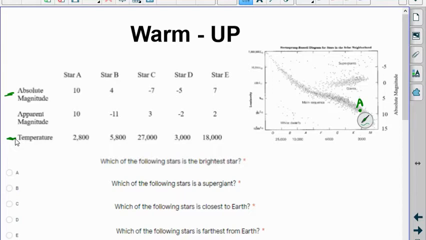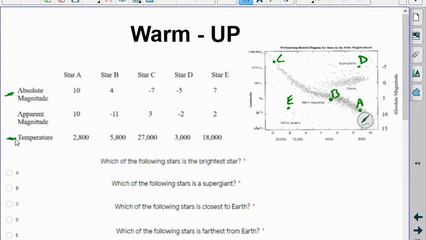Star B, 5800 and 4. 5800 is about here, and a 4 is about there. So that would be star B. Star C, 27,000 and -7. 27,000 is here. -7 is about there. So there's star C. Star D is 3,000 and -5, so that would put it there. And then star E, 18,000 puts it about right around there. There's star E.